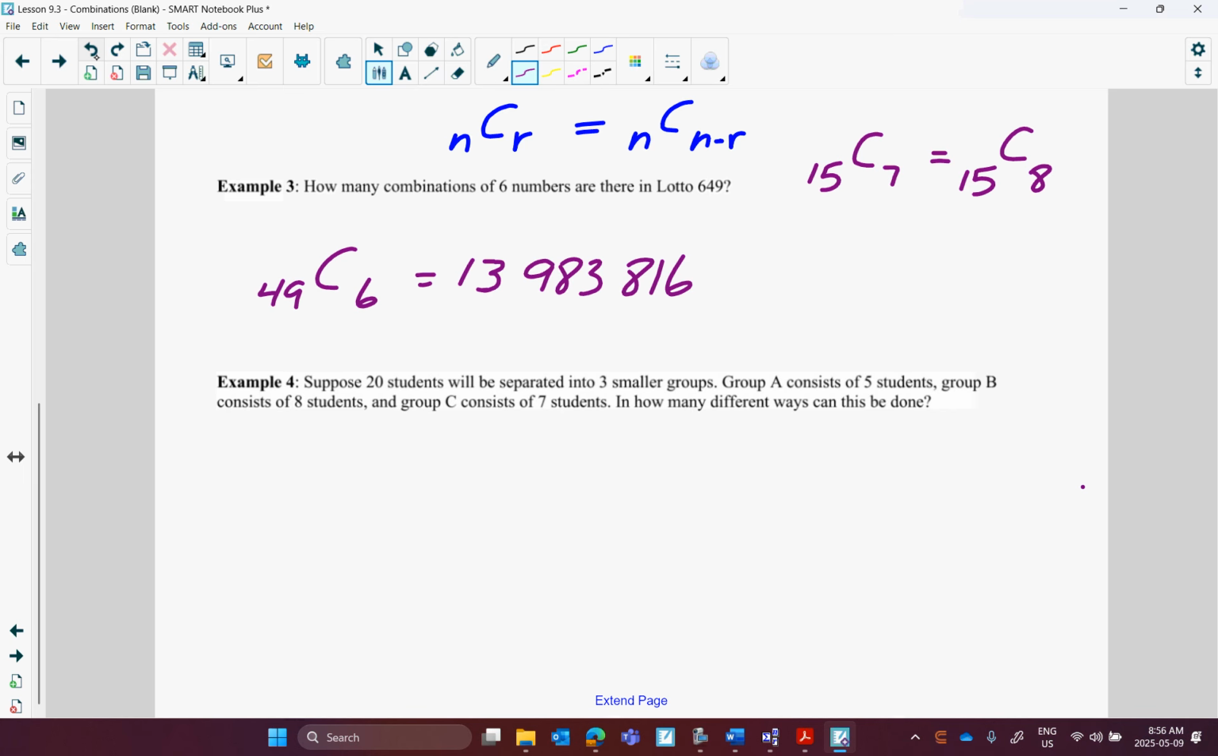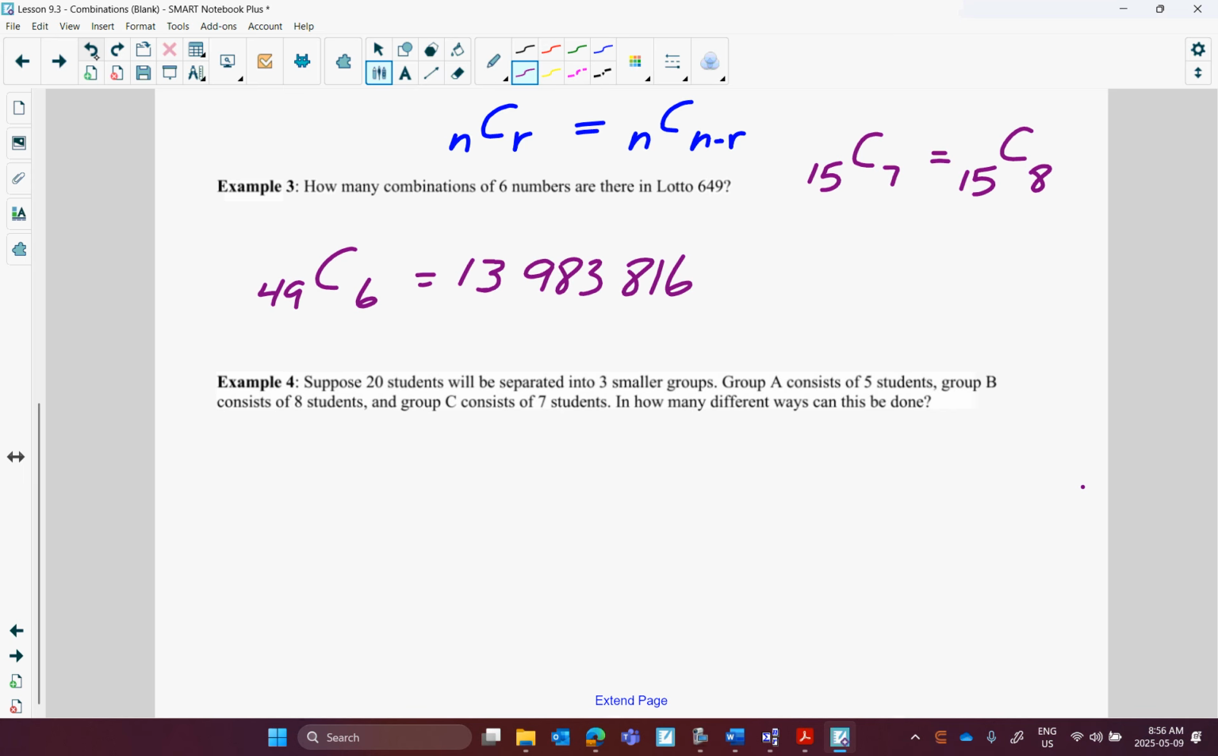Now, they can get a little bit more involved. Suppose 20 students will be separated into 3 smaller groups. So we've got a group A, which consists of 5, group B, which consists of 8, and group C, which consists of 7. How many different ways can this be done?